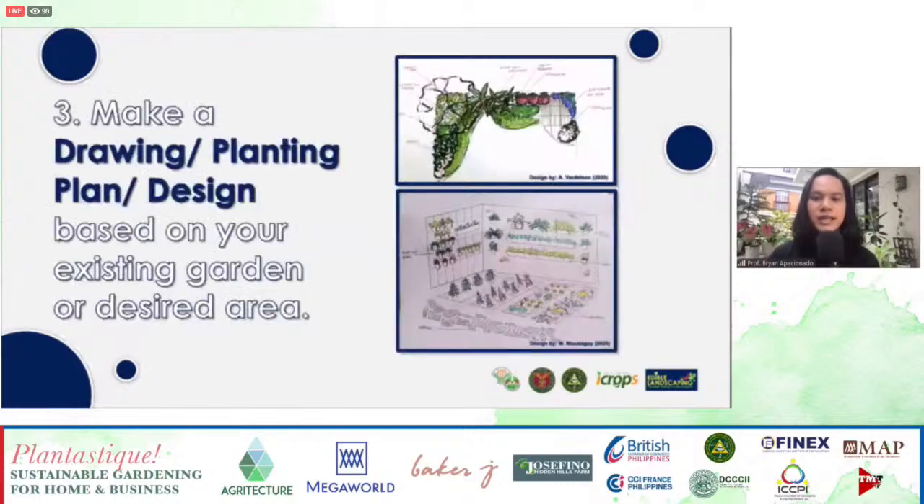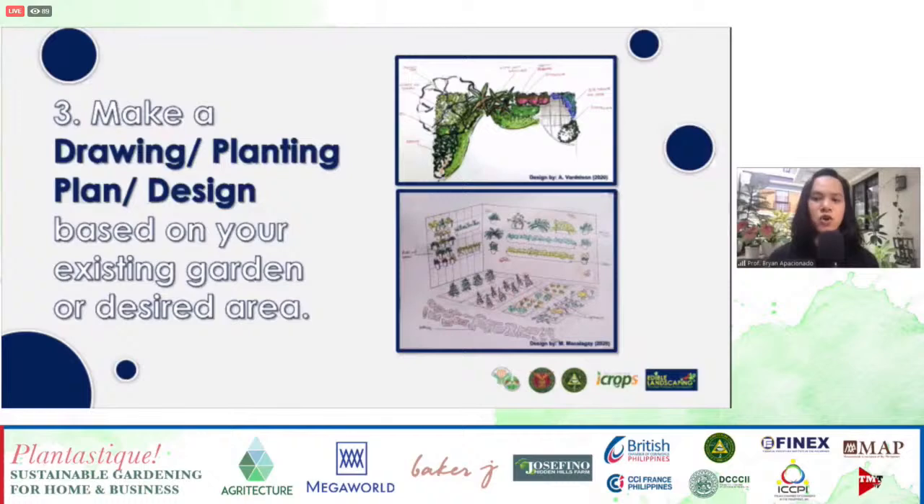The third one is to make a drawing and planting plan for your design. So after you gathered all the information from the previous steps, you are now ready to conceptualize and draw your design. This will help you in planning and visualizing your garden. Always remember, your imagination is your only limit.